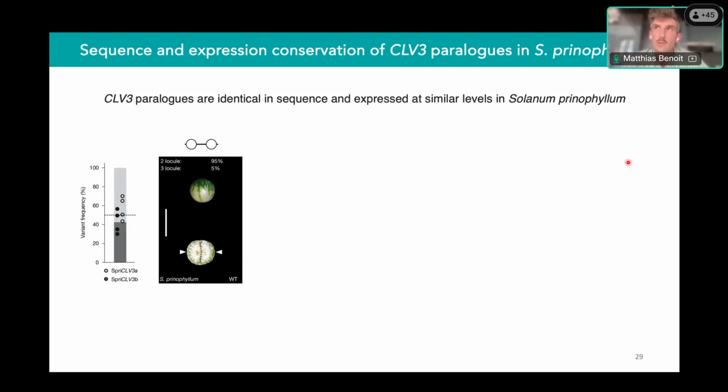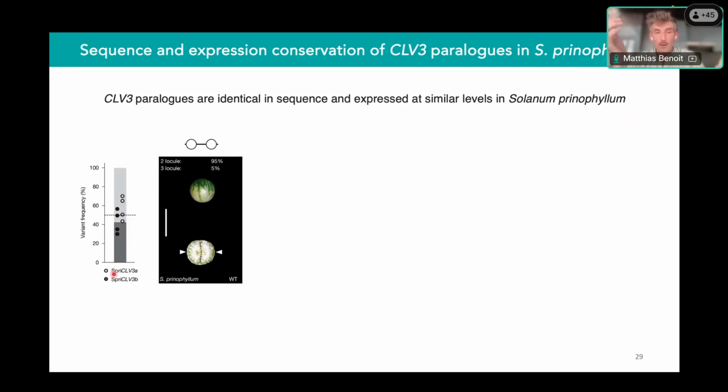Why do we think there could be redundancy between the two copies of clavata3 in Prinophyllum? That's because in terms of sequence, those two copies are almost exactly similar. There's actually only one SNP in the 3' UTR of the second copy, suggesting that those paralogs originate from a very recent duplication event. And in terms of gene expression, the two copies show almost perfectly balanced expression, so there is no dosage difference between them. It really seems that the two copies are expressed at the same level.